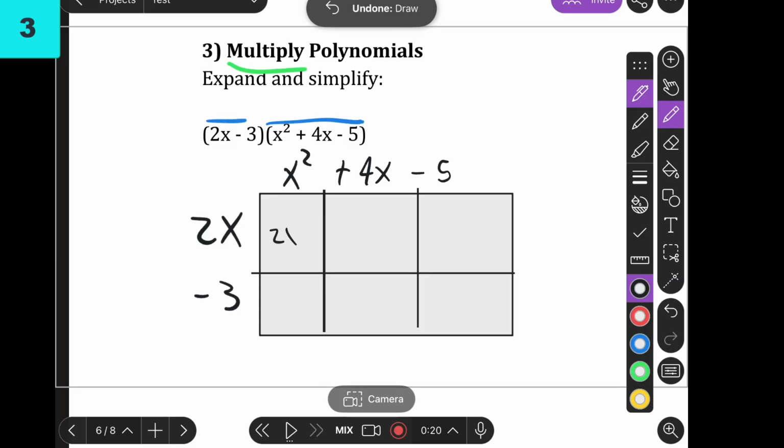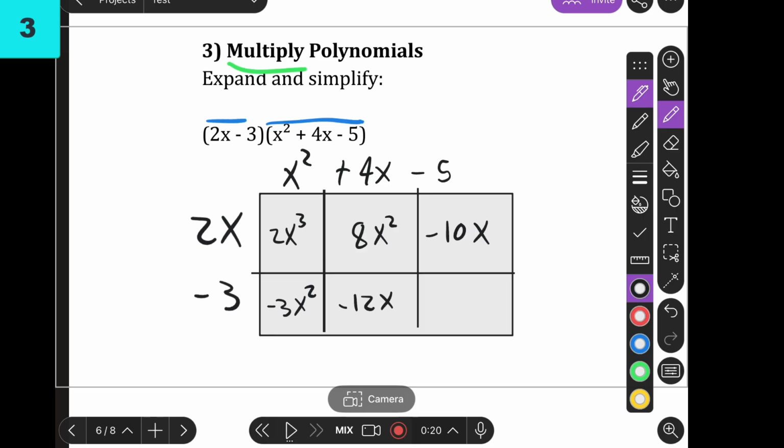So now I have 2x cubed, I have 8x squared, minus 10x, negative 3x squared, negative 12x, positive 15. Now I want to combine like terms. Combine these and combine these.